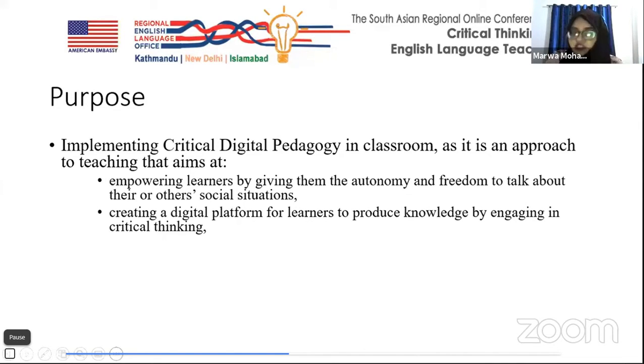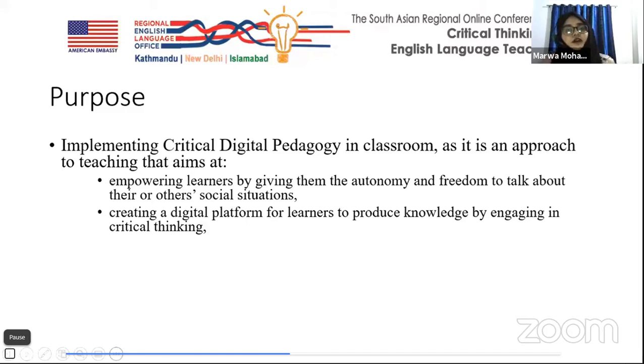So if students write blogs, for example, they are able to reach not only their peers or their teacher. It is an open platform, so they have a real target audience. And it helps them to produce knowledge because they have to engage in critical thinking.